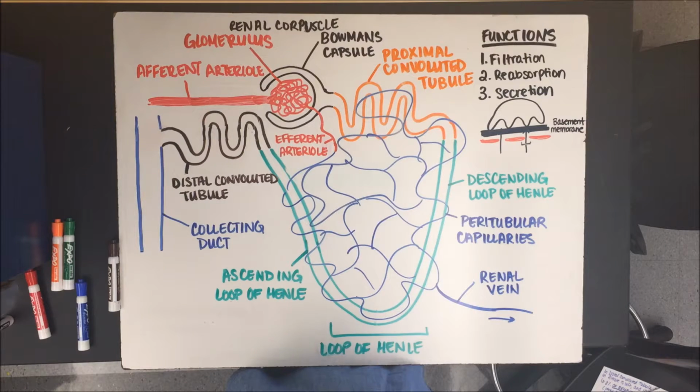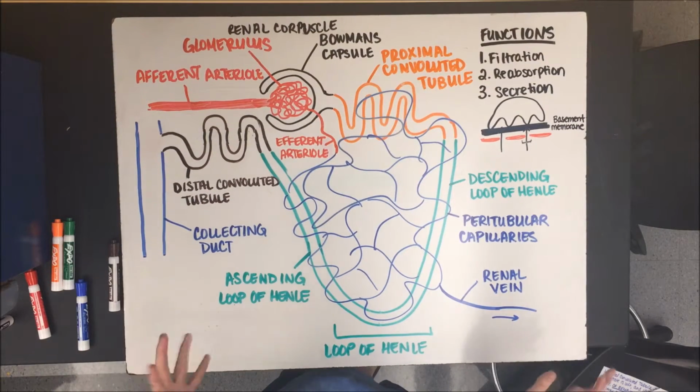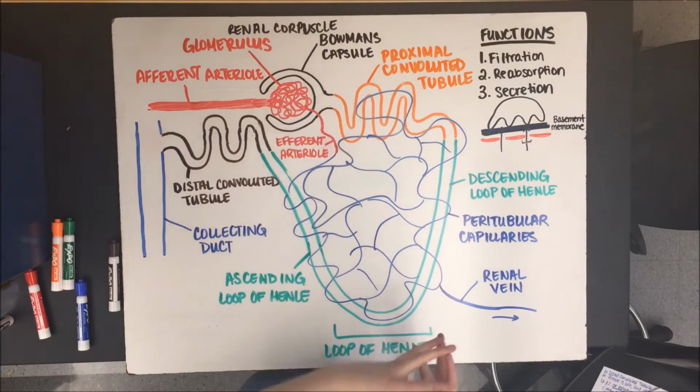So in the proximal convoluted tubule, I'm going to throw some numbers at you. I don't think they're terribly important to understand the structure, obviously, but it's just a little bit of physiology for you. 65% of all the water and solutes that come in this initial filtrate are going to be reabsorbed in the proximal convoluted tubule, always.